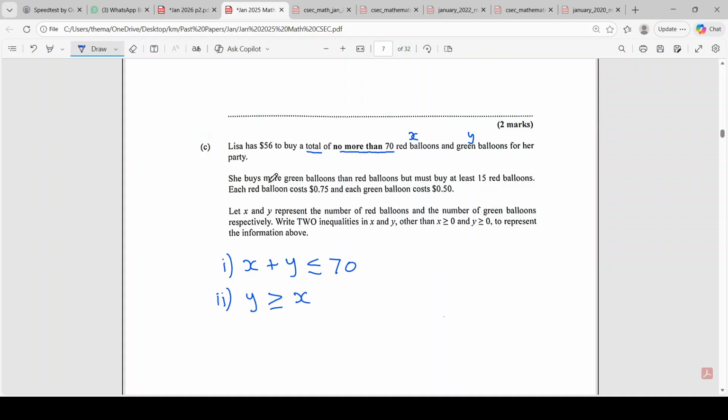Okay, let me see. She buys more green balloons than red balloons. So this statement here alone, she buys more green than red. How are you going to write that? If she buys more green than red. You see that? More than. Right. So Y, which is green, has to be more than the red. So Y will be greater than X. It's more than. Okay, thanks, Anna.